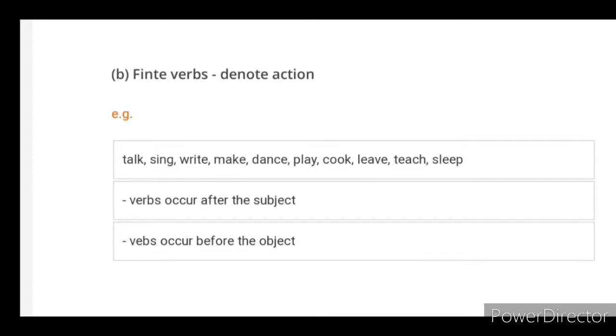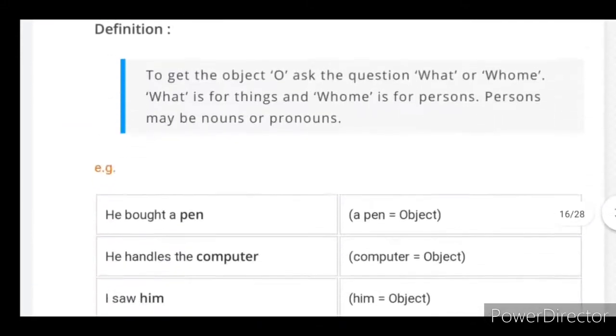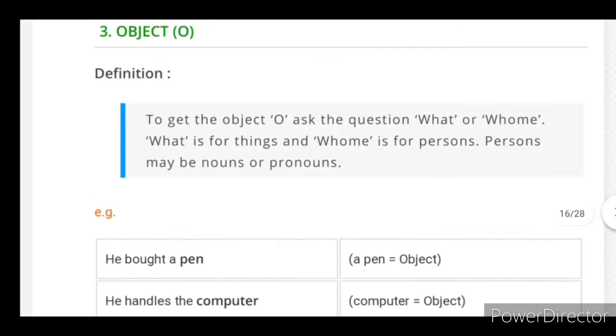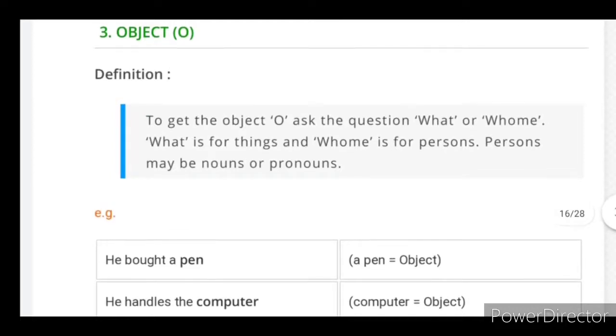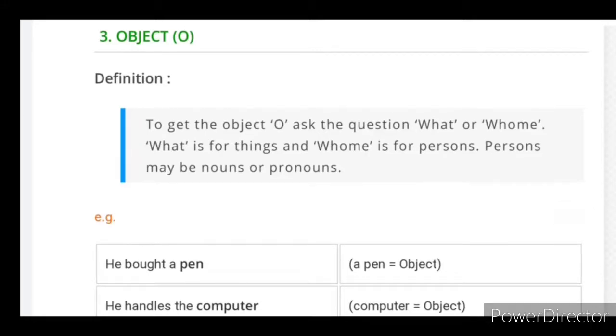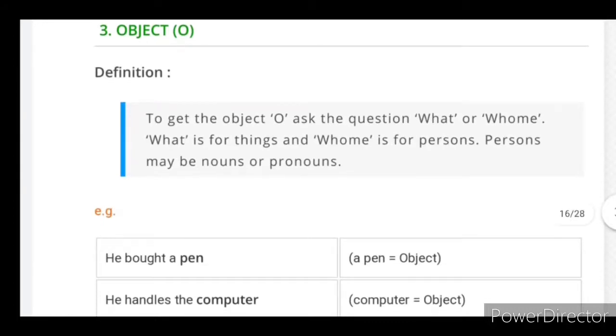So now let us see what an object is. To get the object, O, ask the question what or whom. What is for things and whom is for persons. A person may be a noun or pronoun. Next we are going to see what an object is. First we saw what a subject is. To get the answer for the subject, we put the question who. Verbs are all action verbs, and we have seen the auxiliary verbs, the modals and the finite verbs.